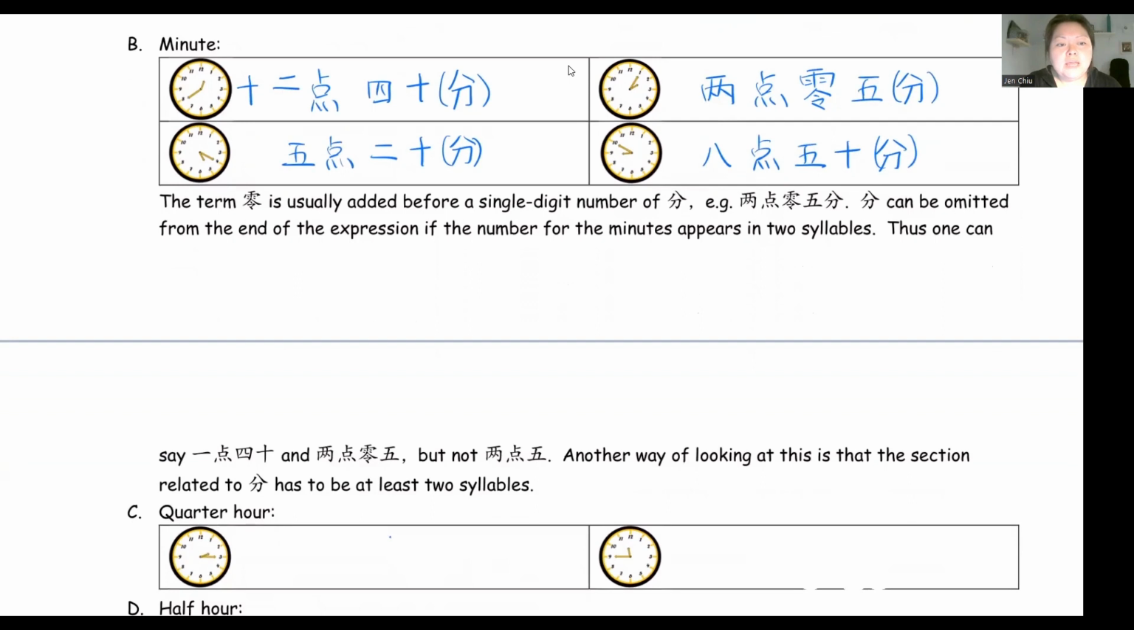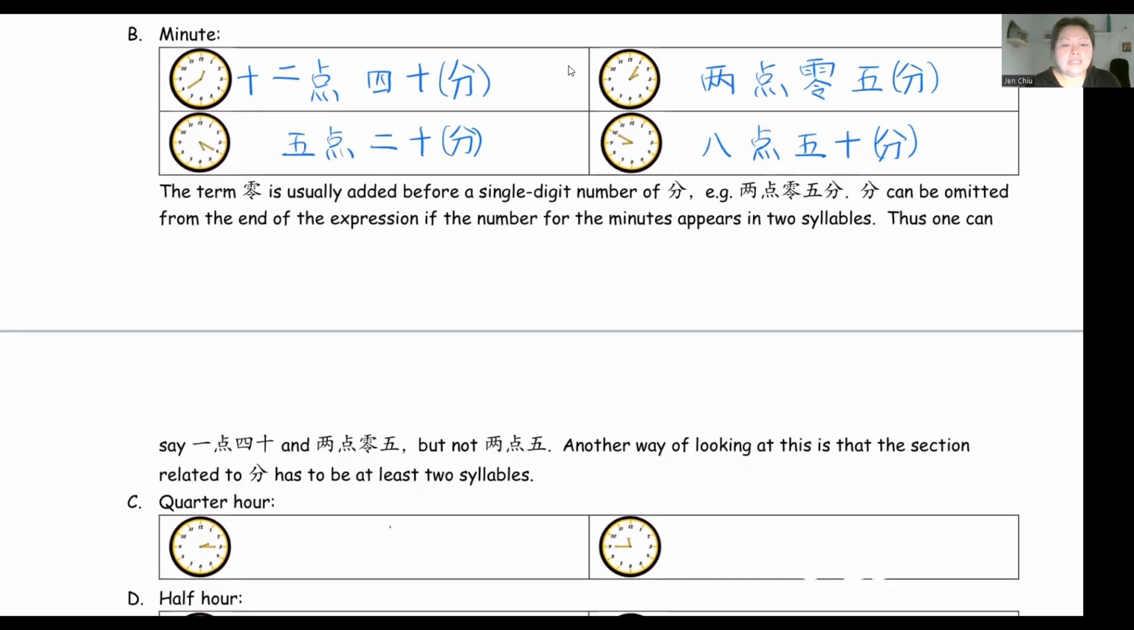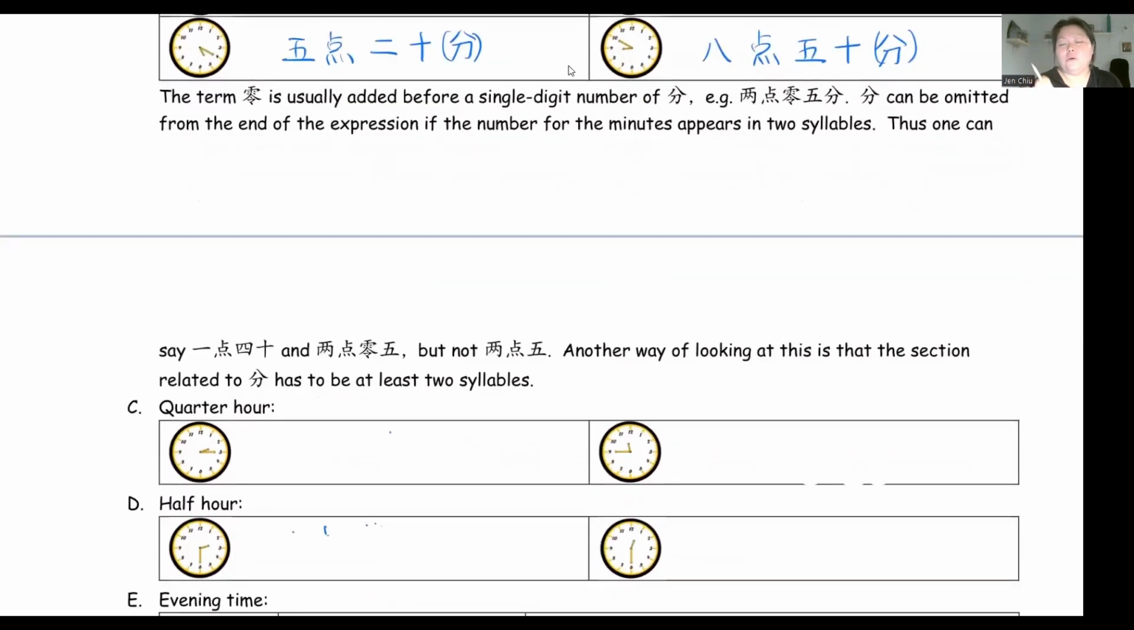分 can be omitted from the end of the expression if the number for the minutes appears in 2 syllables. So because you're adding the 零, everybody becomes 2 syllables, right? 05, 06, 07, and then the double digit have 2 syllables because 11, 12, 13. So you can say 1:40 or 2:05, but not 2:5. You need that 零 in there to hold your place.